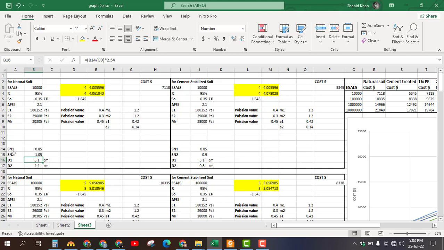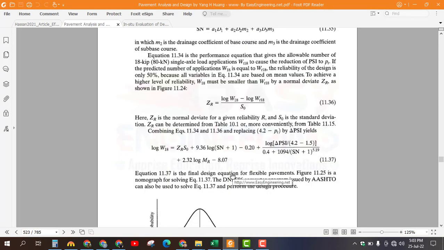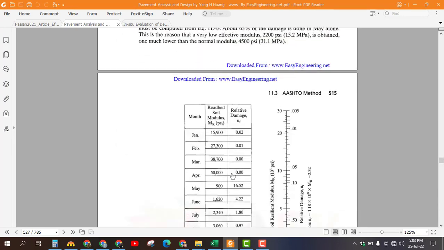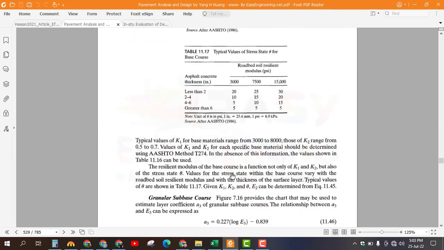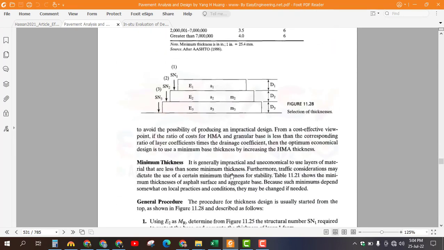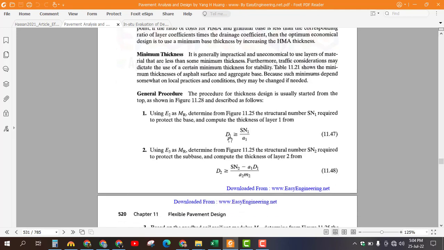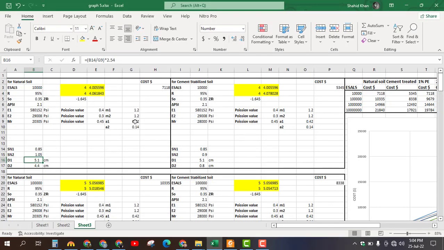So we found SN1, SN2. Now we will find D1 and D2. Now look at the book here. This is D1. For D1, we calculate from SN1, and A1 for the asphalt layer is constant. That is, A1 is 0.42 and A2 is 0.14.